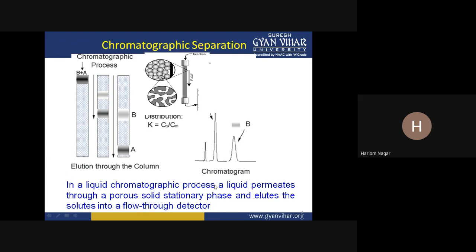Now in a liquid chromatographic process, liquid permeates through a porous solid stationary phase and elutes the solute into a flow-through detector. Right.